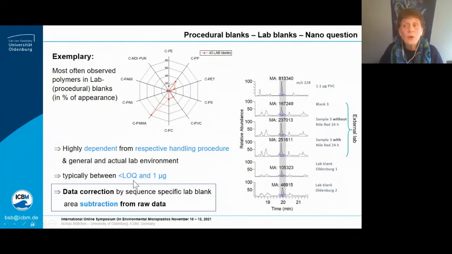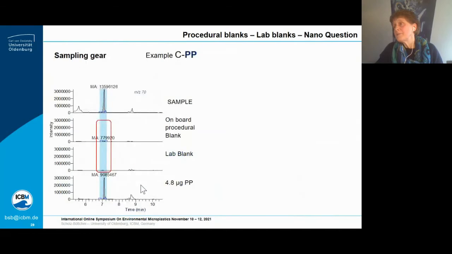Sometimes they are below quantification limits. Sometimes they are in the area of 1 microgram. So it really depends on the complete handling. But if you subtract them, you can make sure that the reliability of your data is increased.